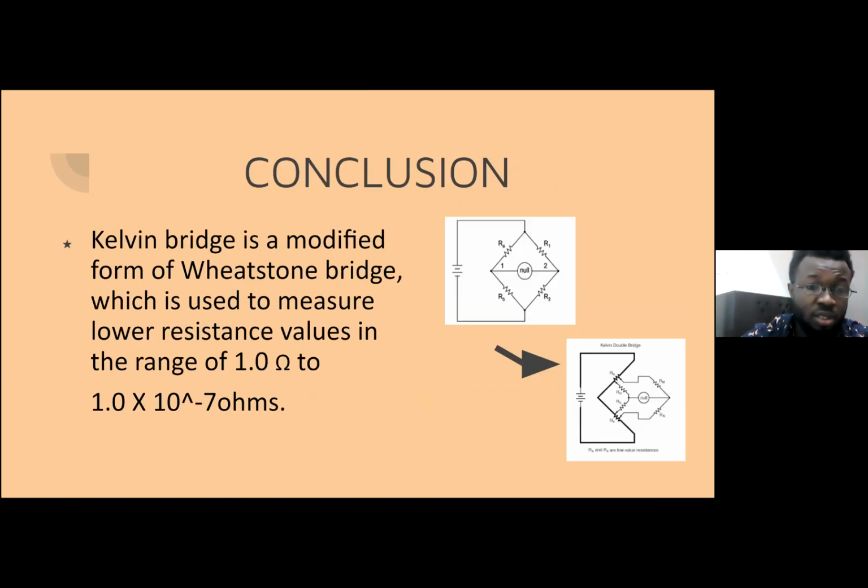So in conclusion, we've given a short introduction on what the Kelvin bridge is. We've also heard the description from the second speaker, and the derivation of the formulas from the third speaker. And lastly, we can conclude that the Kelvin bridge is a modified form of a Wheatstone bridge, which is used to measure a small resistance value ranging from 1 ohm to 0.1 micro ohm, which is 1.0 times 10 to the power minus 7 ohms.